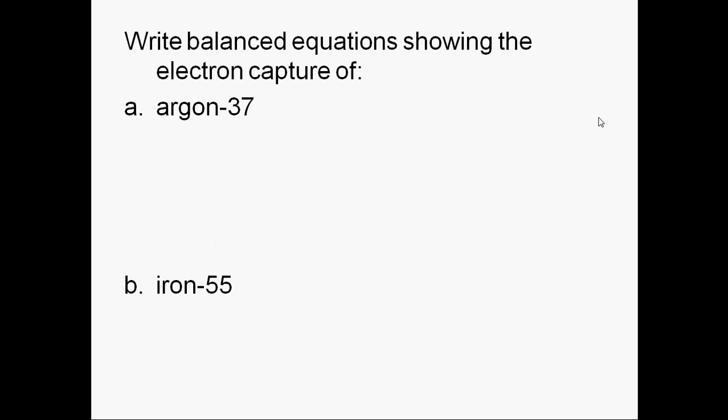Okay, here are the correct answers. So for argon 37, again, isotope notation, we've got mass of 37, atomic number of 18 by looking at the periodic table. That gains an electron, and what we are produced with then is a new element with the same mass, but an atomic number that is decreased by 1, and if we decrease the atomic number of argon by 1, we are left with chlorine. And a neutrino is produced.